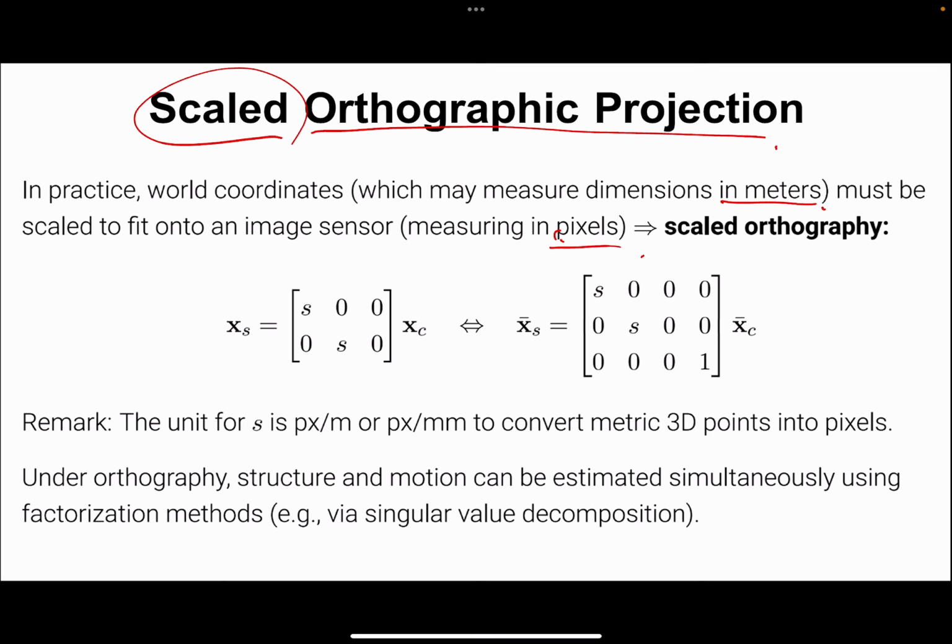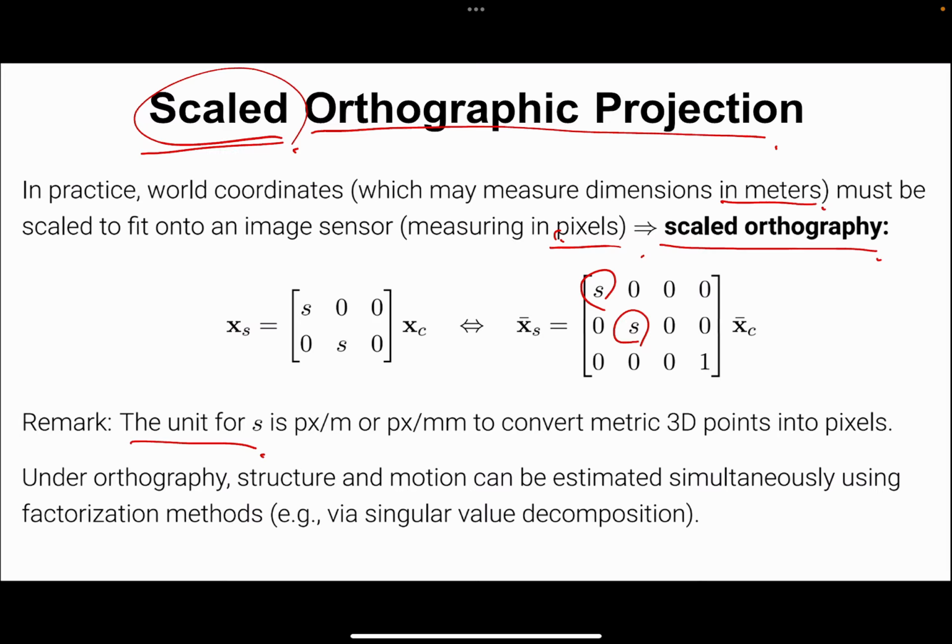So we need to introduce an additional scale to change meters, centimeters, or millimeters to pixel units. That is called scaled orthography, or scaled orthographic projection. In the previous one, we just used 1, 1 in the orthographic projection transformation matrix. But instead of using 1, 1, we introduce a scale S, where S can be predefined beforehand or optimized, anything you can choose. The unit for S is pixels per meter or pixels per millimeter, to convert metric 3D points into pixels.